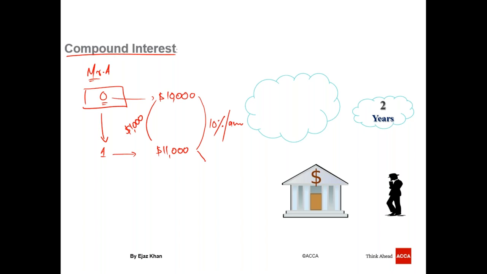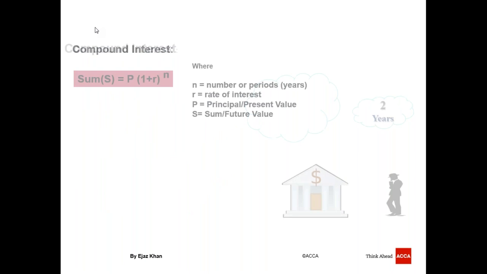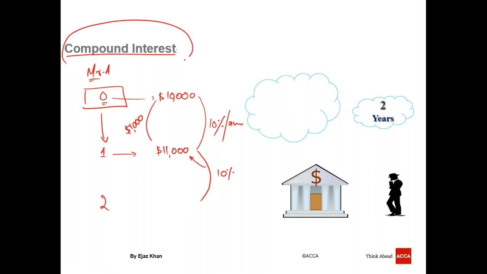If he keeps this amount invested for the next year as well, he will get again 10%, but this time this 10% will be of 11,000 since it's a compound interest. So in case of a compound interest, every year the interest will be compounded. So it will be 10% of 11,000, which will be equal to 1,100. So after the end of the second year, his total value of investment will reach $12,100.